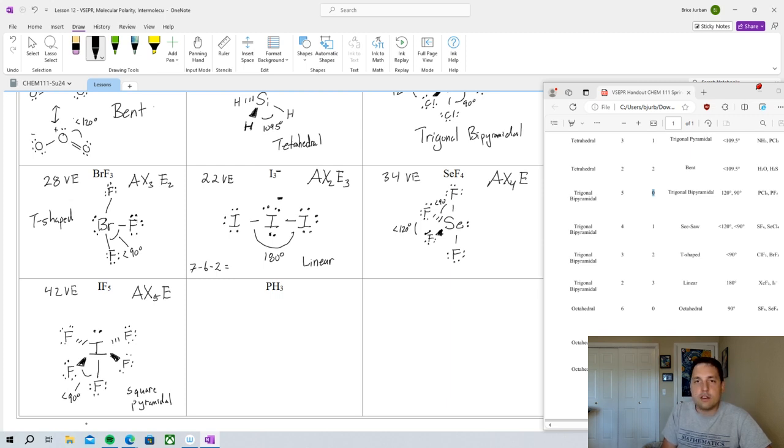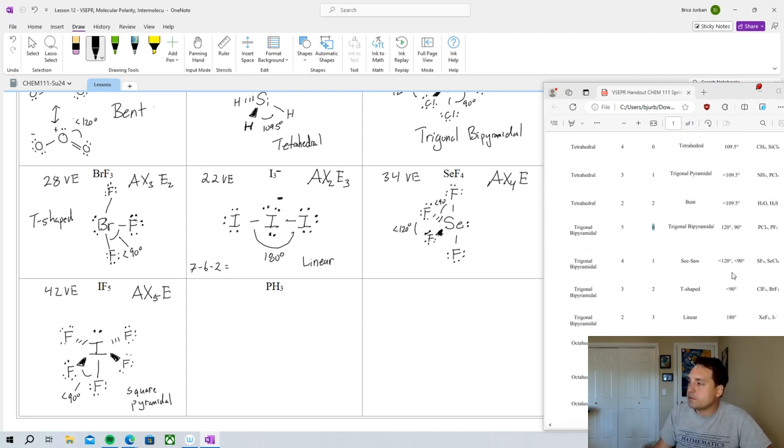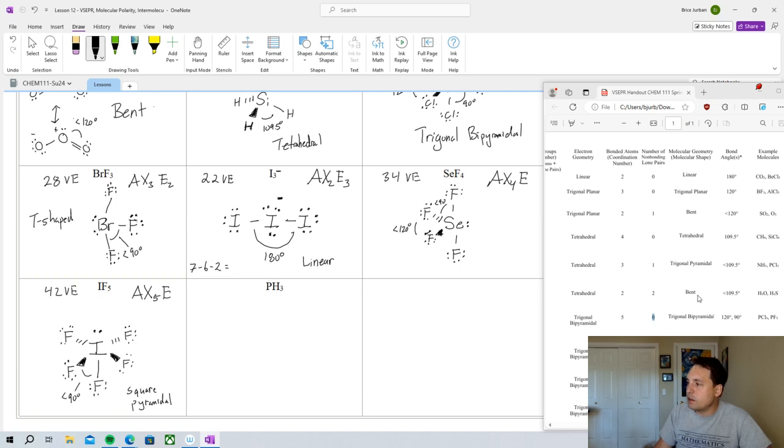The last one I have for us is a PH3 molecule, phosphorus trihydride. And that is, if you're paying attention, the only one we didn't cover yet, the trigonal pyramidal geometry, because we need to give phosphorus an octet. It's not one of the exceptions.